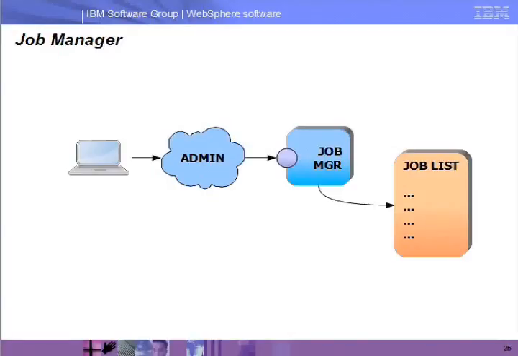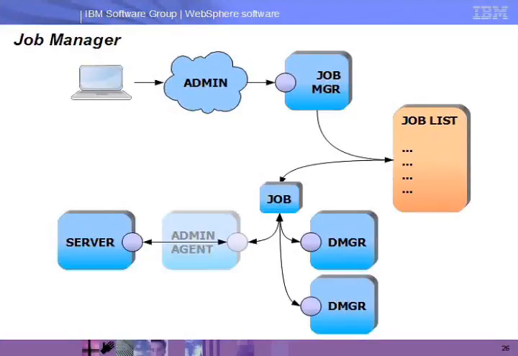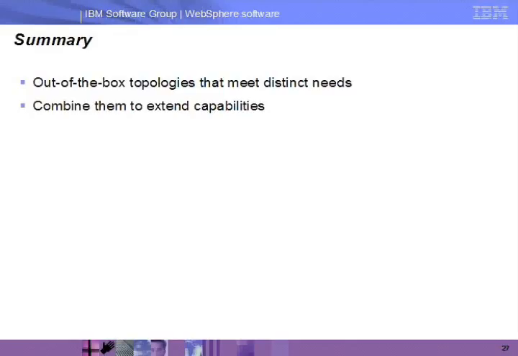Once created, the job is added to a queue. As jobs are added to the queue, they are distributed to their targets. The target of a job can be either a server on a network deployment topology or a standalone application server topology that is registered to an admin agent. Admin agents are not themselves valid targets, and standalone server topologies that are not registered to admin agents cannot participate in the job manager topology.